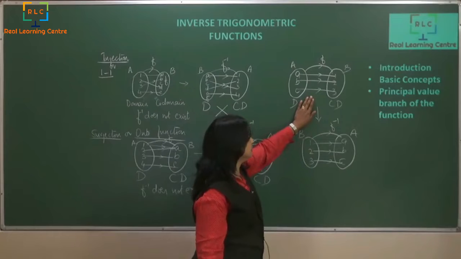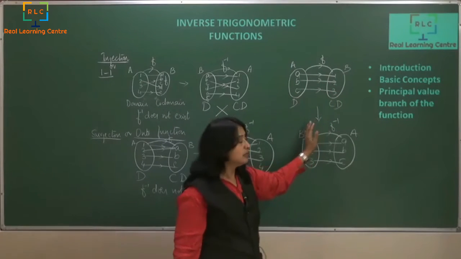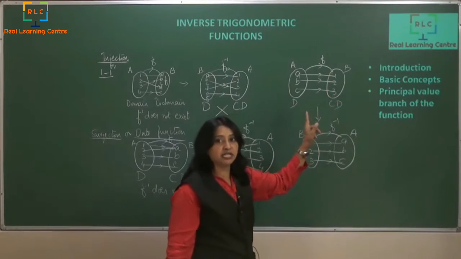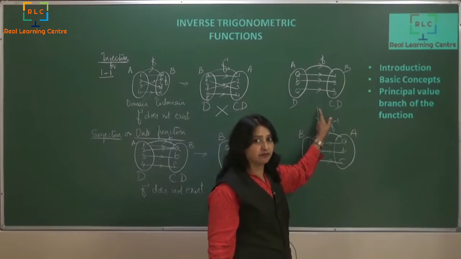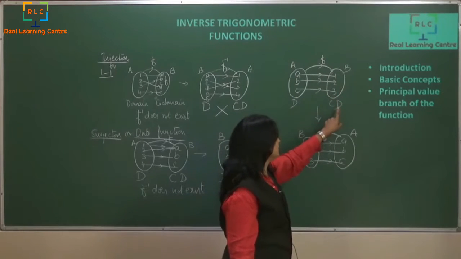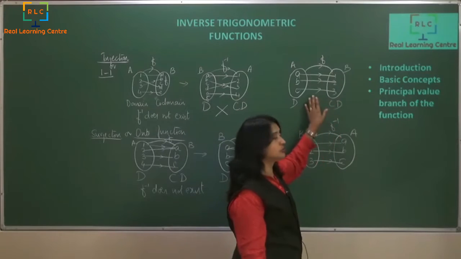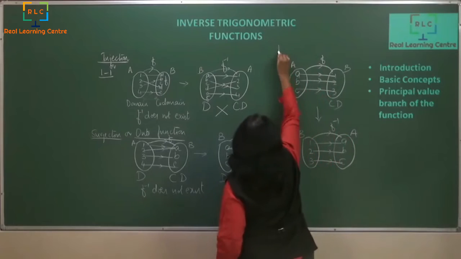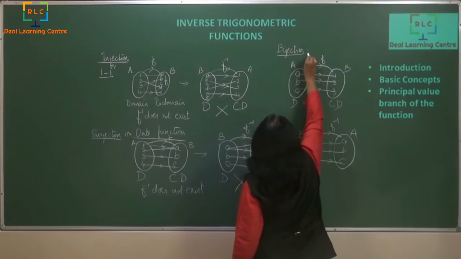I will come here. See, every element has a unique image, therefore this is a function. Come to codomain, every element has only one arrow coming to it. The meaning is every element is the image of only one element here, therefore this is a 1-1 function. What is an onto function? There should be no free elements here. So we see that in the codomain every element is occupied and there is no free element, therefore this is also an onto function. So this is both 1-1 as well as onto, or what shall I call this? It is a bijection.